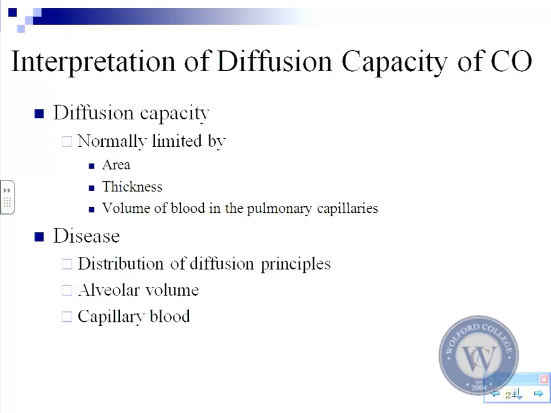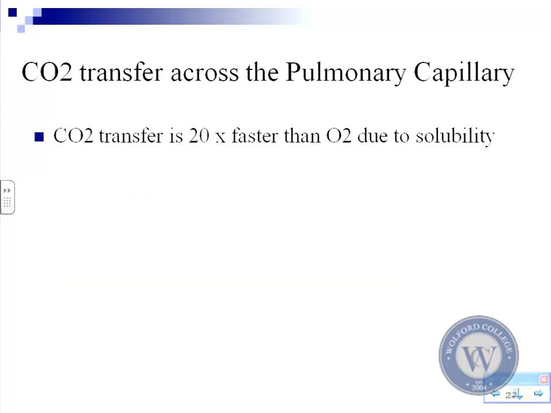The interpretation of diffusion capacity with carbon monoxide is normally limited by area, thickness, and volume of blood in the pulmonary capillaries. In disease, you can see distribution of diffusion principles, alveolar volume, and capillary blood can also affect diffusion capacity. If you look at carbon dioxide transfer across the pulmonary capillary, it is so fast that usually it's not an issue with solubility or diffusion capacity. So CO2 transfer rates are 20 times faster than O2.